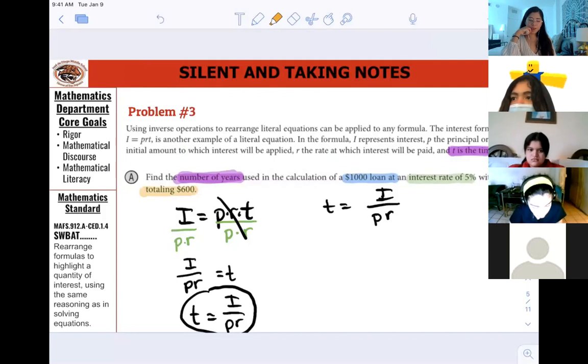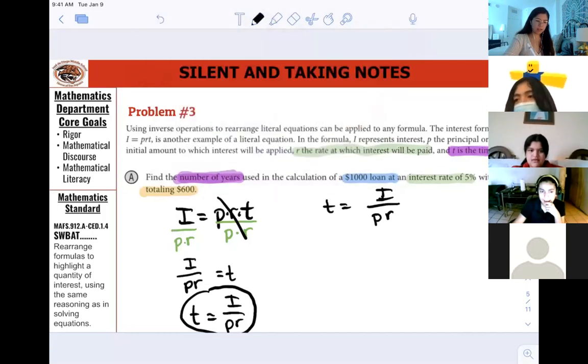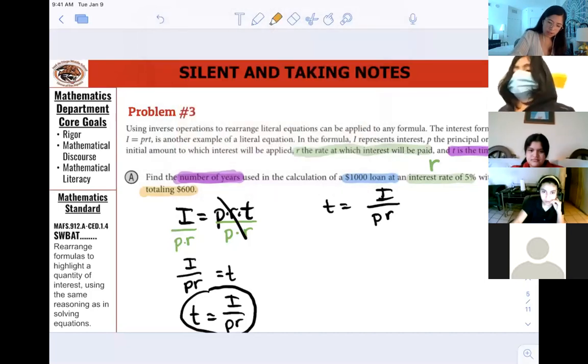Okay, so anybody else want to guess or think about it? Alyssa's saying that R is 5%, okay. So let's go back to the original problem and see what it says about R. It says R is the rate at which interest will be paid. So R is a rate, and right there it says interest rate 5%. So yeah, that's correct. The I is 600. It says I is the interest. I represents the interest. And then it does say interest totaling 600.